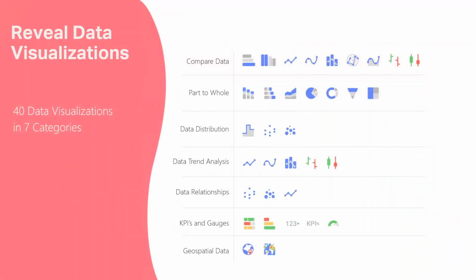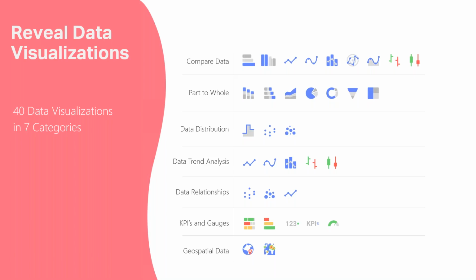So here, if we look at the visualizations in Reveal, currently in Reveal, we ship 40 data visualizations in 7 different categories. Compare data, part to whole, data distribution, et cetera. We went over this about a month ago in our charting best practices webinar, which you can view up on YouTube and go grab the downloads on SlideShare from the slides. But the point is, we're always adding new visualizations.